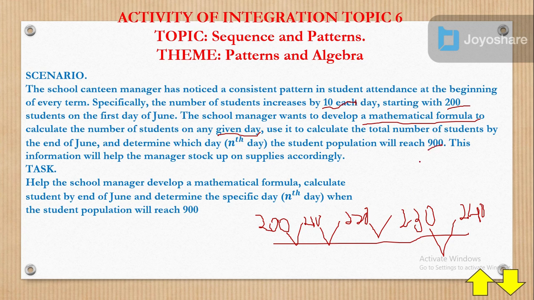So they're giving us something. Now take note. We shall take the student population as P, and it is 900. In this context, the days, as the question has stated, we call them nth. This information will help the manager stock up the supplies accordingly. Help the school manager develop a mathematical formula, calculate the students by the end of June, and determine the specific day when the student population will reach 900. So let's see how that comes about.